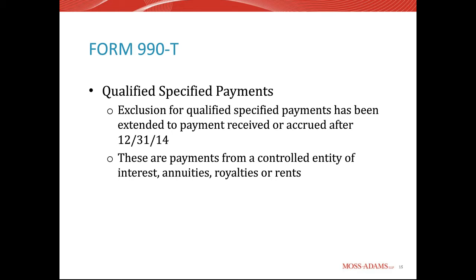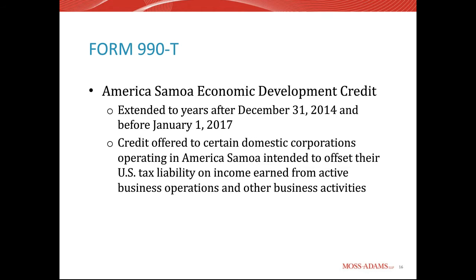And then the next one is probably very little known, but might be available especially to those universities on the West Coast that might be doing something with American Samoa. There is an American Samoa Economic Development Credit that was extended to years after December 31st, 2014 and before January 1st, 2017. It provides an incentive for U.S. corporations to invest in American Samoa. It can offset a portion of tax liability, so if you have unrelated business income coming to you from operations in American Samoa, from business operations, sale of assets, or certain investments, you might be able to take advantage of that particular tax credit.